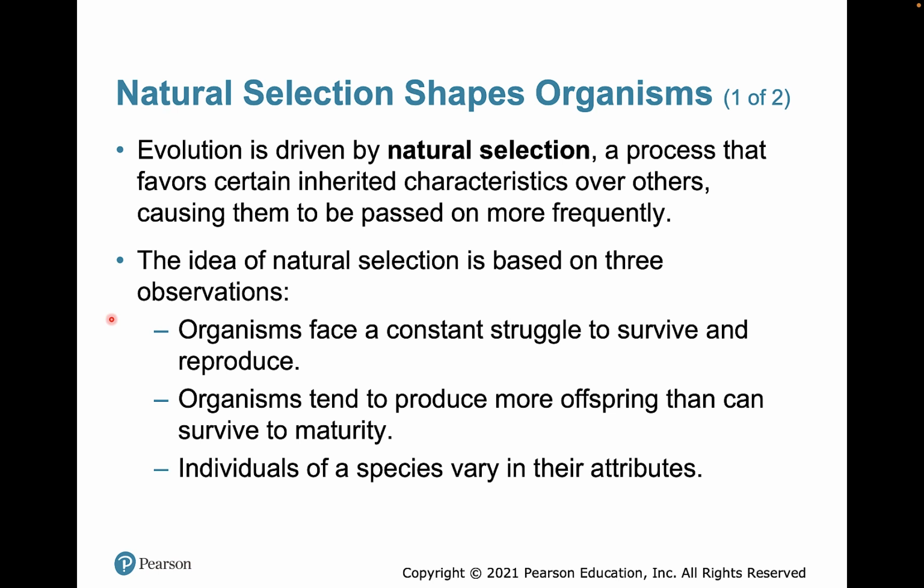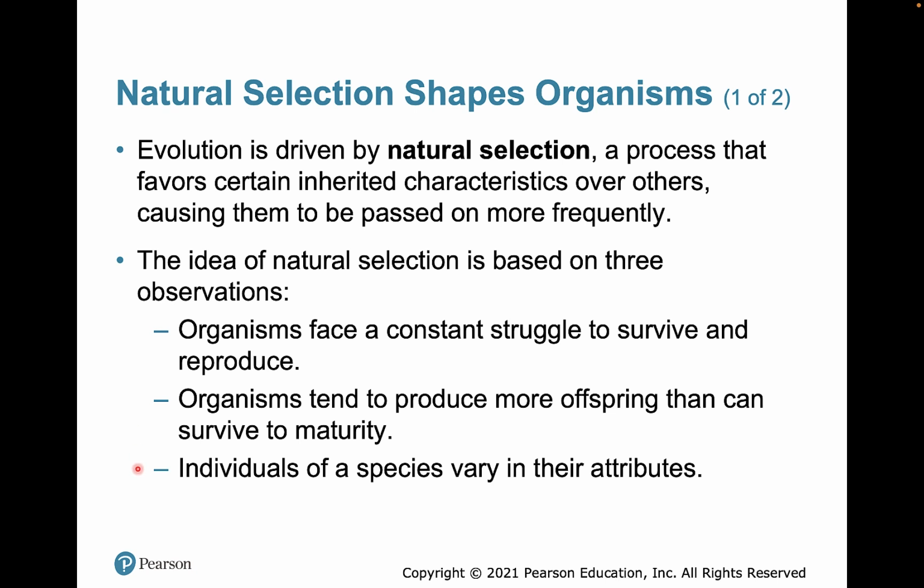All right. So the idea of natural selection is based on 3 ideas. First, organisms are constantly struggling to survive and reproduce. That is what you've probably heard as survival of the fittest. The organisms that have the best traits, the best characteristics for their environment are going to be able to survive and reproduce and then pass those traits on. Second, organisms are going to produce more offspring than are going to be able to survive to maturity, to survive and reproduce, okay?